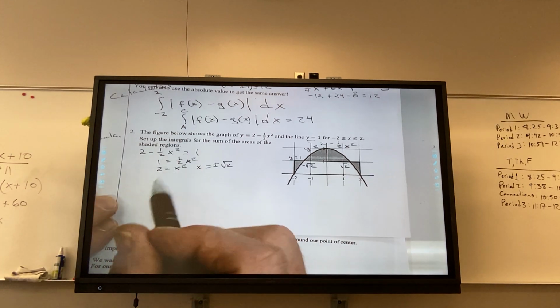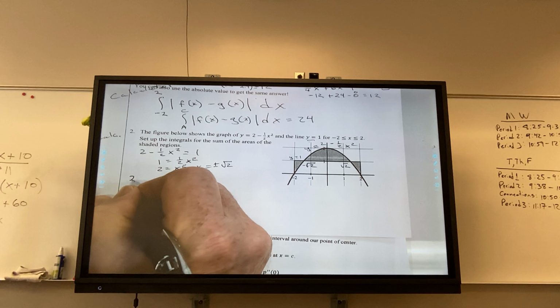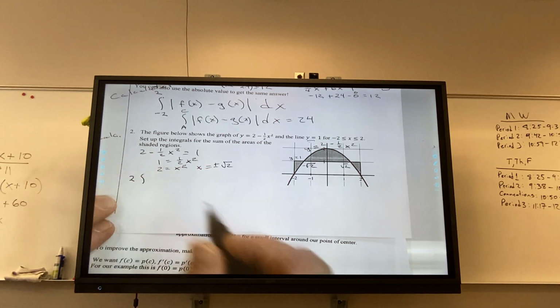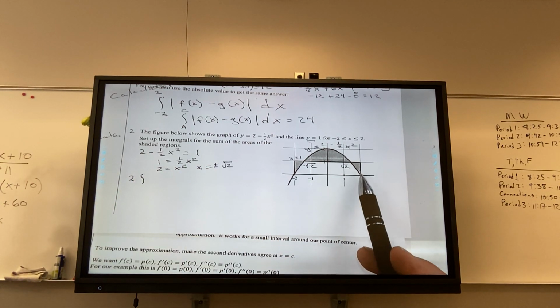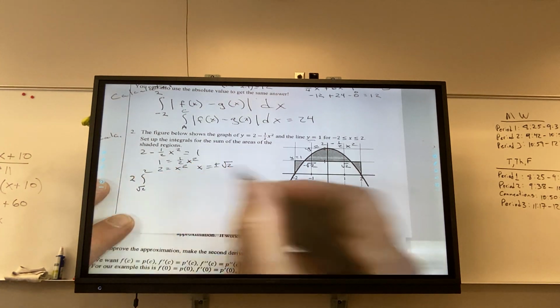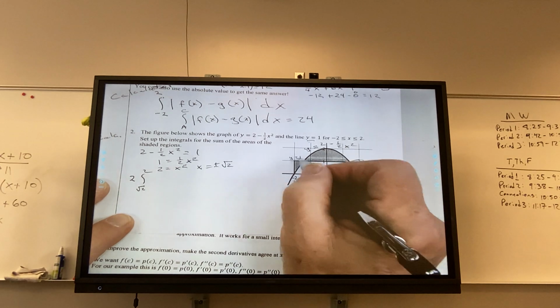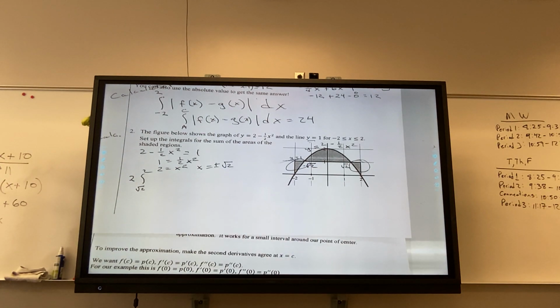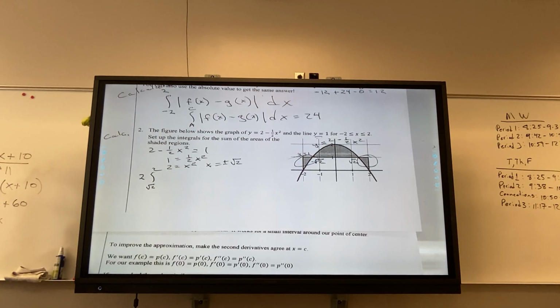So to set that up, it's going to look like this. 2 times the integral, and it doesn't matter which one I choose, I'm going to choose the right one. Is everybody okay with that? Sure, so 0 to the positive square root of 2? No, from the square root of 2 to 2. So I'm figuring out this and this together. Oh, my bad then. Okay. Everybody okay with that? Does everybody understand why I'm multiplying it by 2?